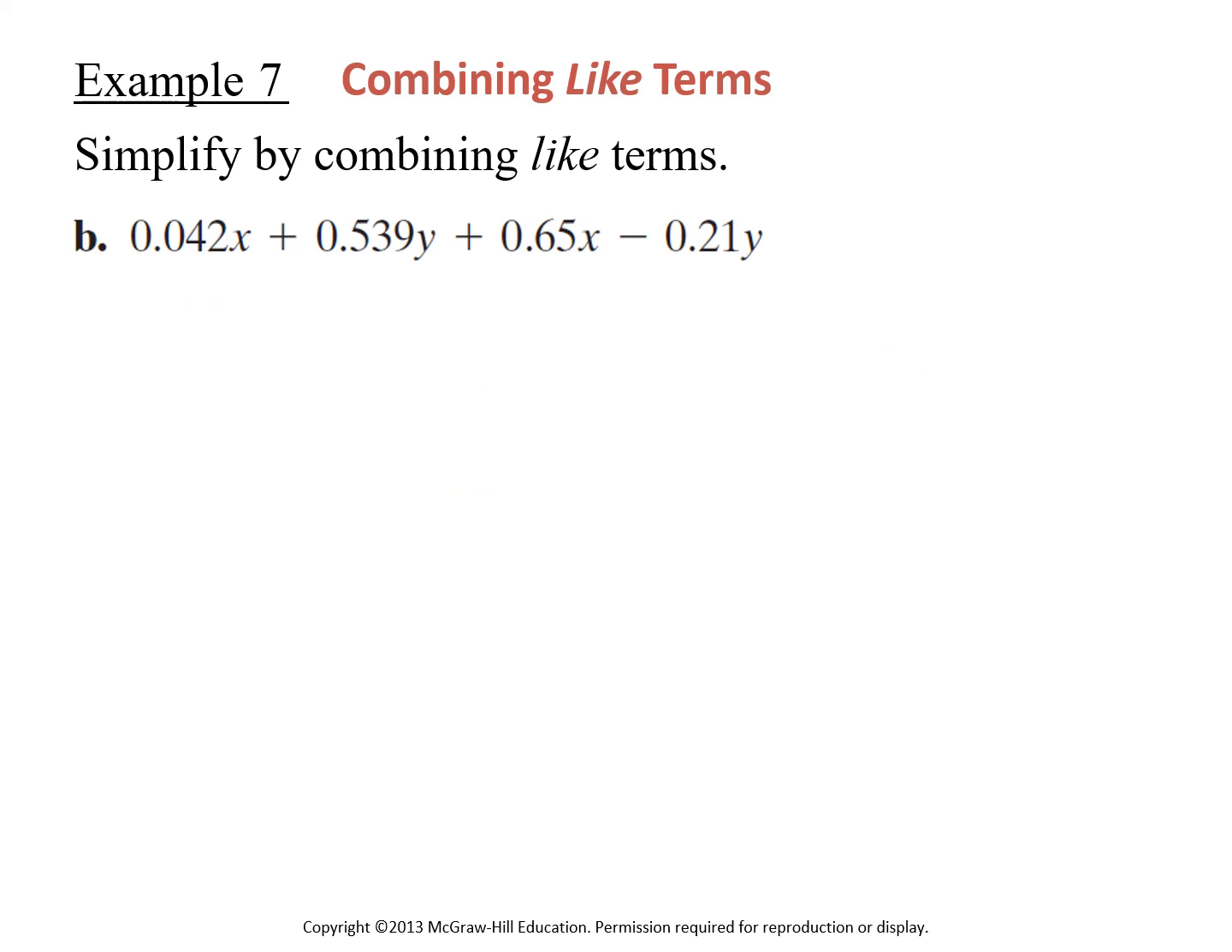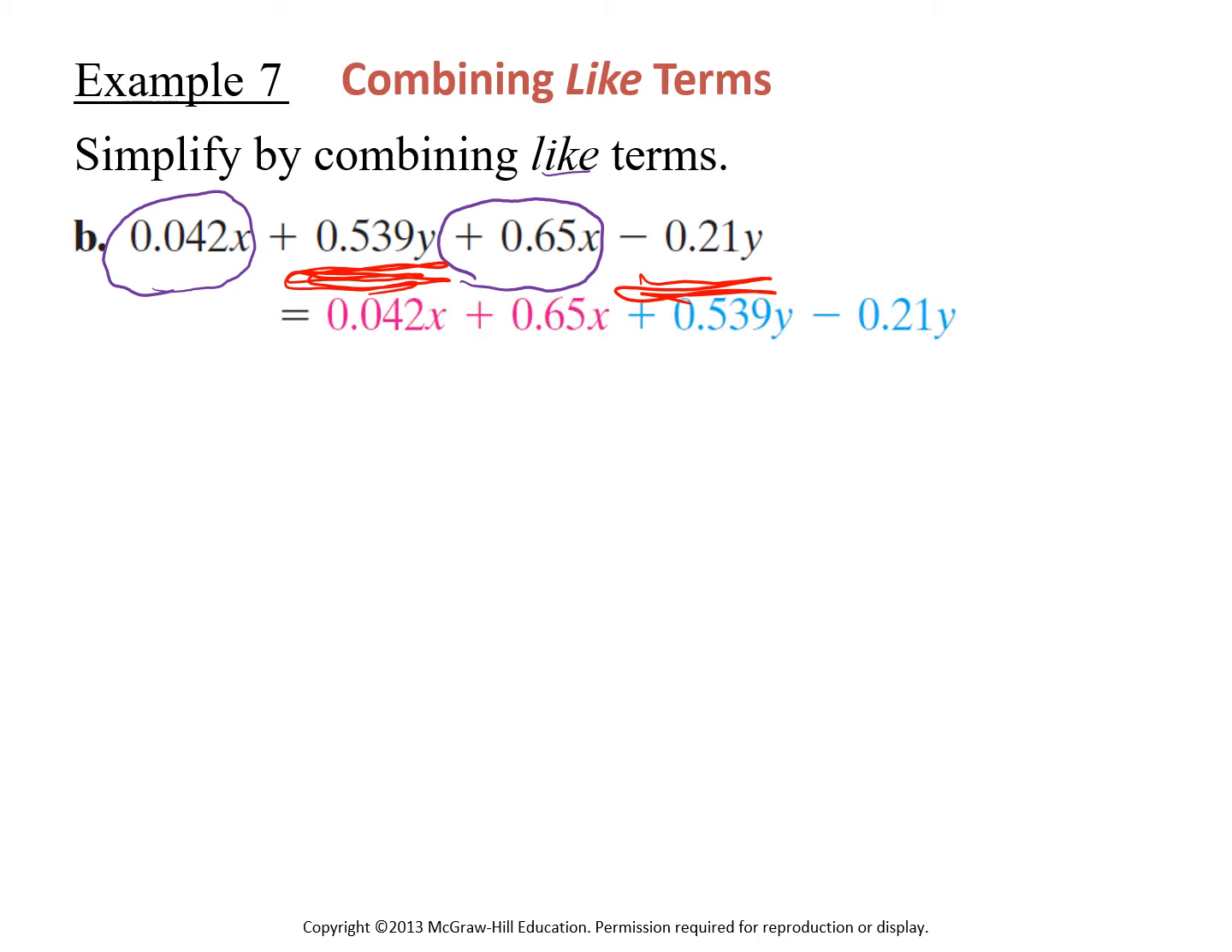So we're going to combine x's with x's and y's with y's. And remember to take the sign in front of the number, not behind. So combining x's, it's 0.42 plus 0.65. And then combining the y's, we have 0.539 minus 0.41. And there's our simplified expression. So we had 4 terms, we combined the like terms, and now we have 2 terms.